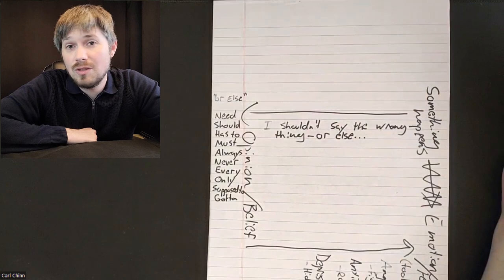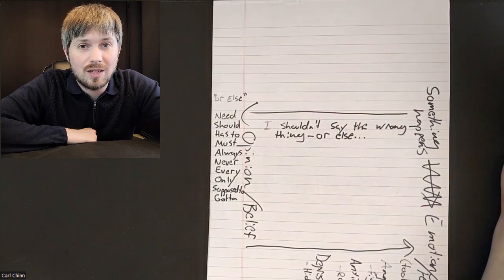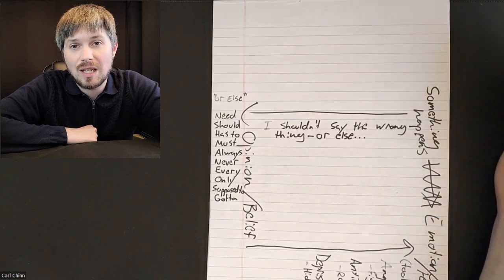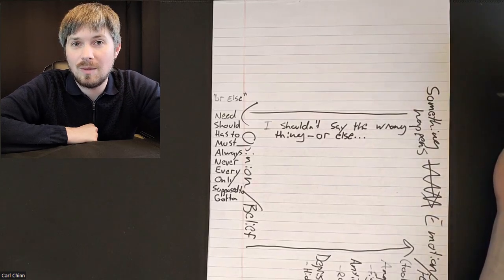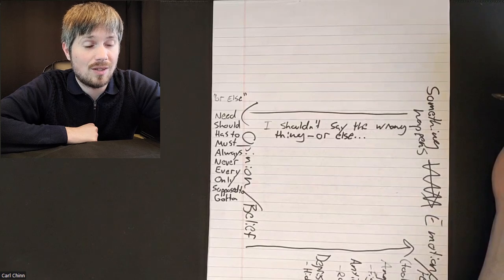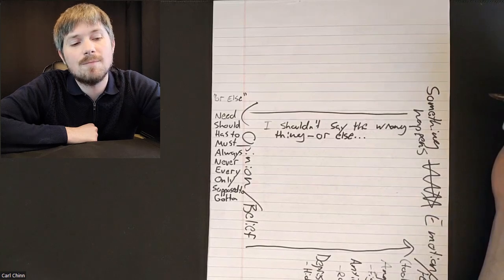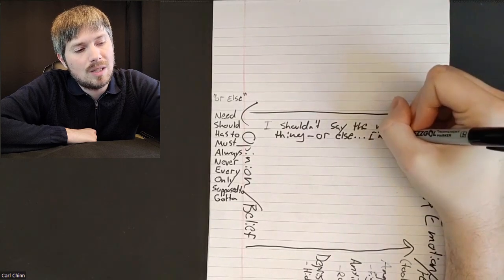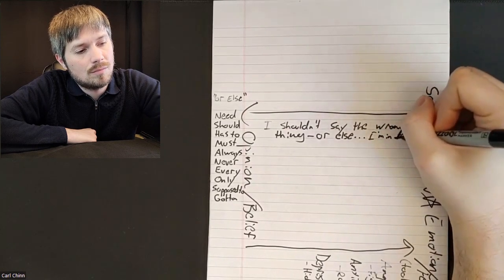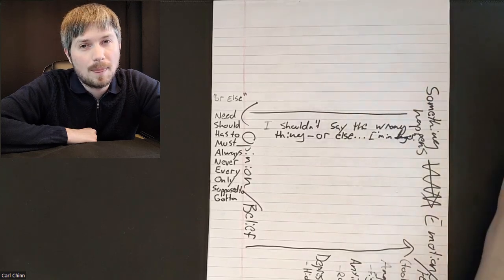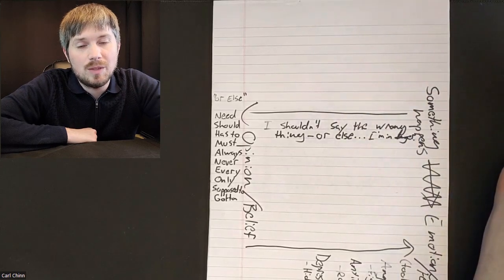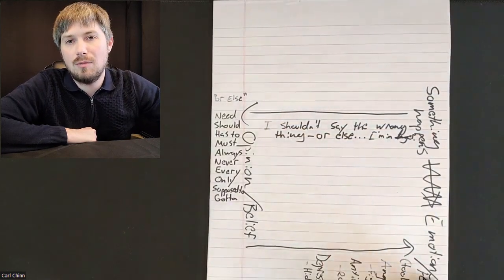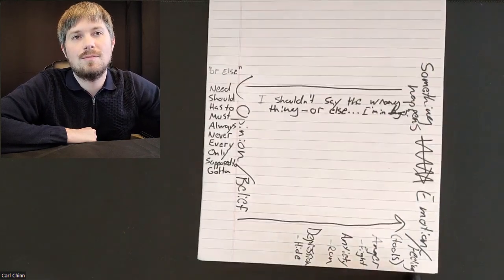Otherwise, you could say the wrong right thing or the wrong thing, and then anything could happen. But when you say that it shouldn't, there's an implication that something terrible could happen if you don't say the right thing or if you do say the wrong thing. And this or else implies that I'm in danger. And when we use a need, should, or a have to, it ends up leading to an emotional tool that's not going to help us.